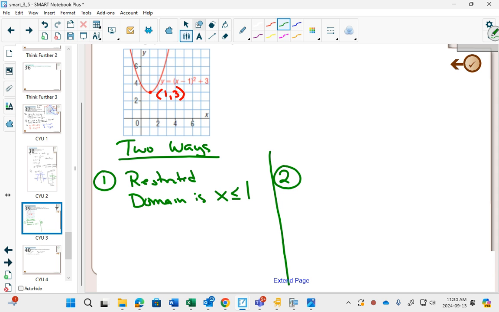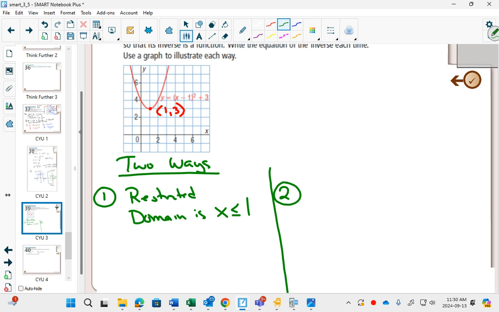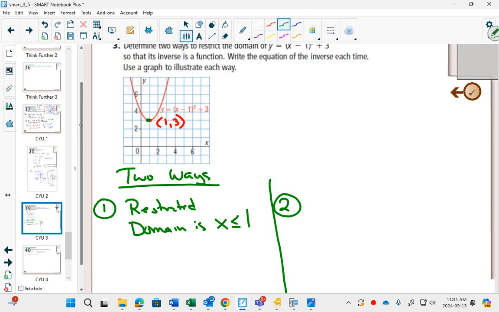And since I'll do this side in green, I'm going to draw it here in green. That would be that side only. Can you see that if I'm only taking the x values less than or equal to 1, I only have that half of the parabola? If I only have half of a parabola, does it now pass the horizontal line test? Yes. Okay.